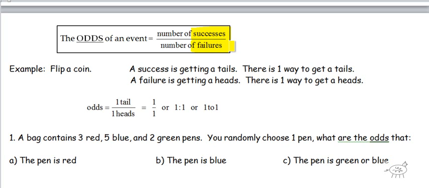So just using an example I used in the beginning, you flip a coin. A success is getting a tails. There's one way to get a tails. A failure is getting a heads. So there's one way to get a heads. So the odds are one tail to one heads, which equals 1 over 1.